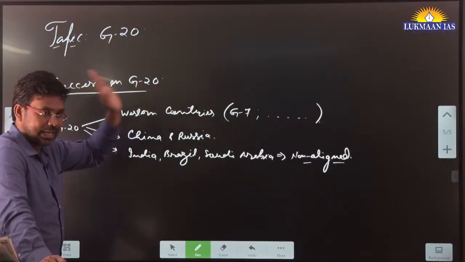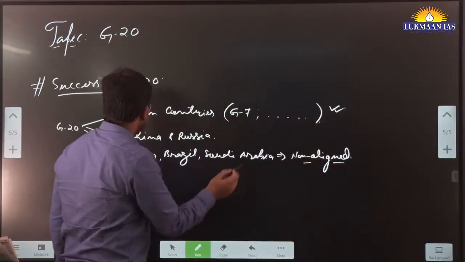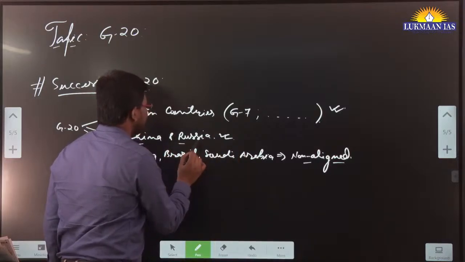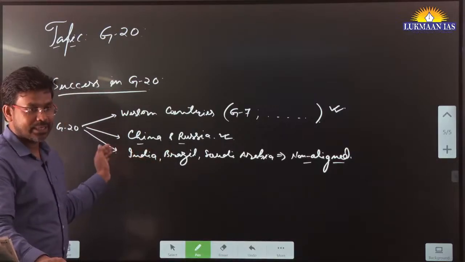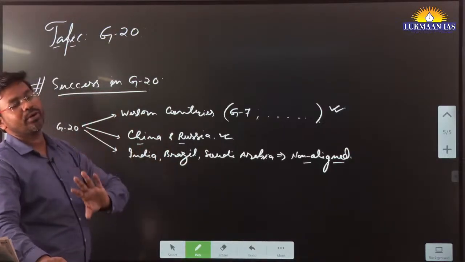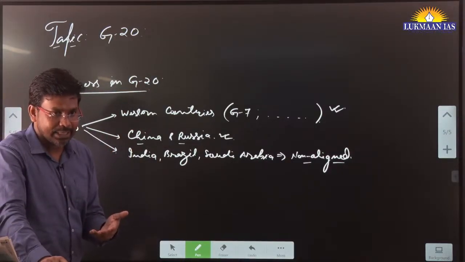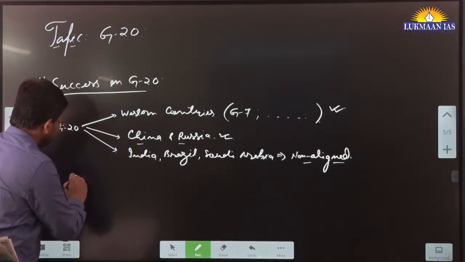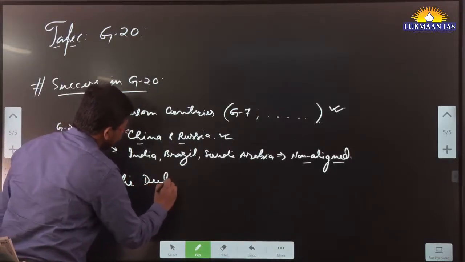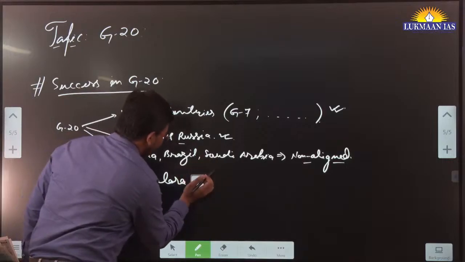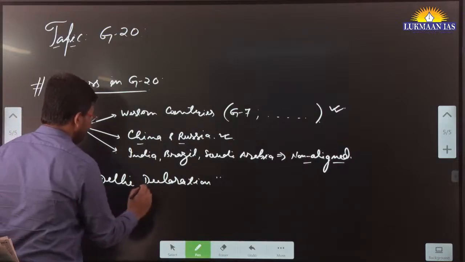One is Western countries, who want to take a stand against Russia in the G20 summit. There was another set of countries, China and Russia, who say there should not be anything against Russia. Then India, Brazil and countries not aligned to the West. We wanted to bring consensus among them so that we can achieve the New Delhi Leaders Declaration. And we have seen that the New Delhi Leaders Declaration was achieved.